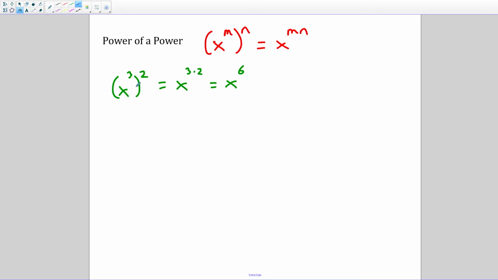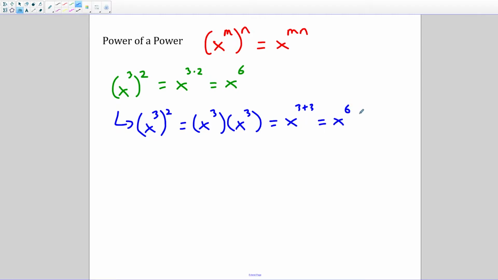How did this happen? Well, let's think about what's going on here. We're taking x cubed and we're squaring that. So if I were to rewrite this, x cubed, and I'm squaring it, I can rewrite this as x cubed times x cubed. Now hopefully this looks kind of familiar. This actually just goes back to our first power law, which is the product law. Since we are multiplying two powers with the same base, we now need to add our exponents. So we're going to add 3 plus 3, which gives me x to the power of 6.